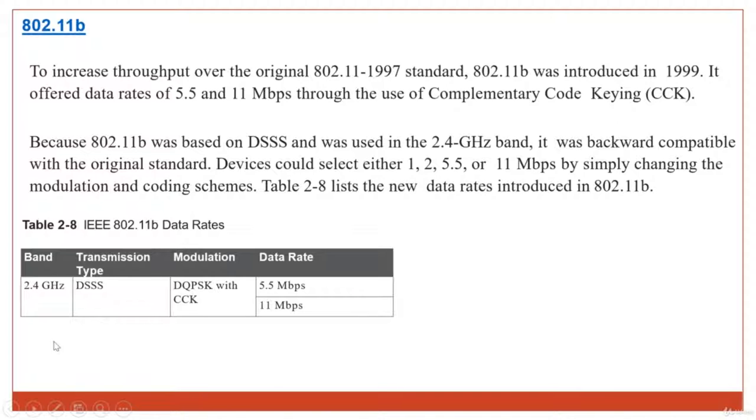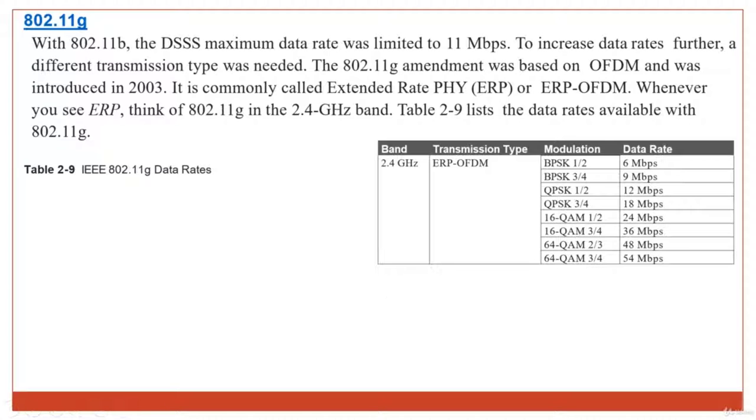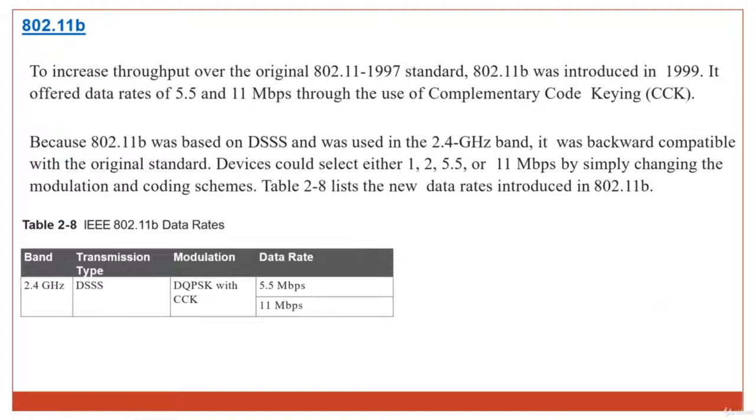Here you can see that it is supporting the 2.4 gigahertz band. The modulation is DSSS, and the data rate support is up to 11 Mbps. Now 11 Mbps is not a big speed nowadays in the digital world, so that's why we need some higher throughput. So next we have 802.11g, where they are also in the band of 2.4 gigahertz, but here you can see that the data rate starts from 6 Mbps going up to 54 Mbps. So it is giving much more throughput compared to 802.11b.